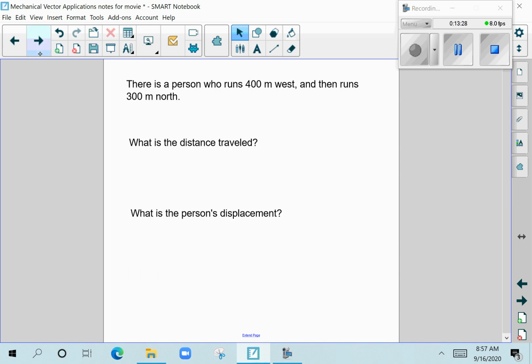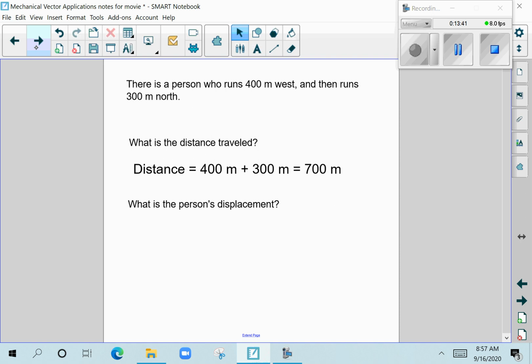Now a person runs 400 meters west, and then they run 300 meters north. I want to find the distance that they travel and their displacement. The distance they travel is still 700. I ran 400, I ran 300. Distance has nothing to do with the directions that I'm going in. My displacement, though, will be very different.